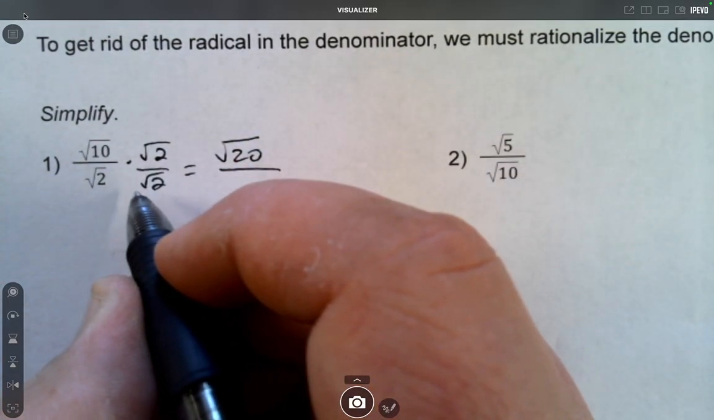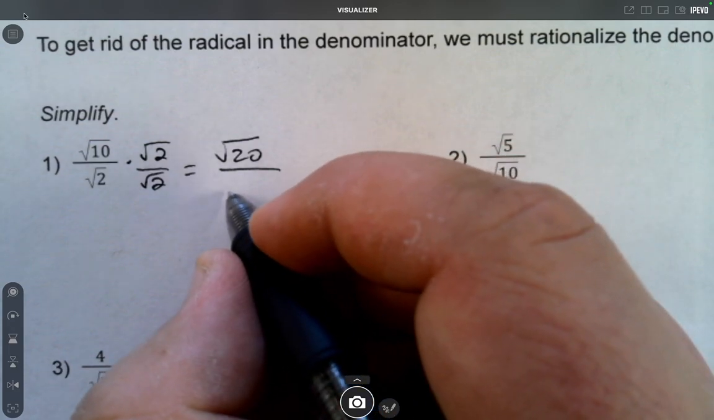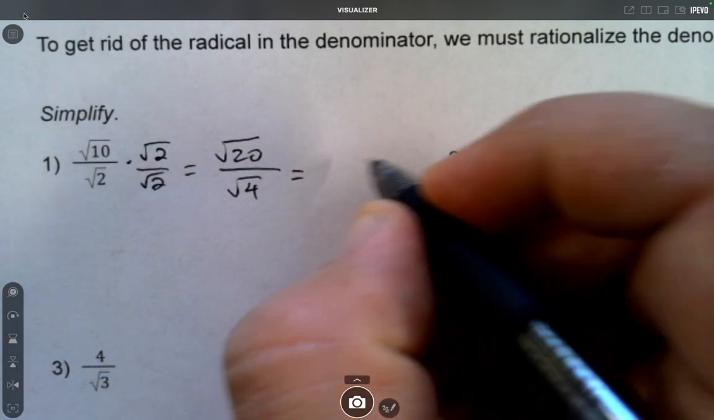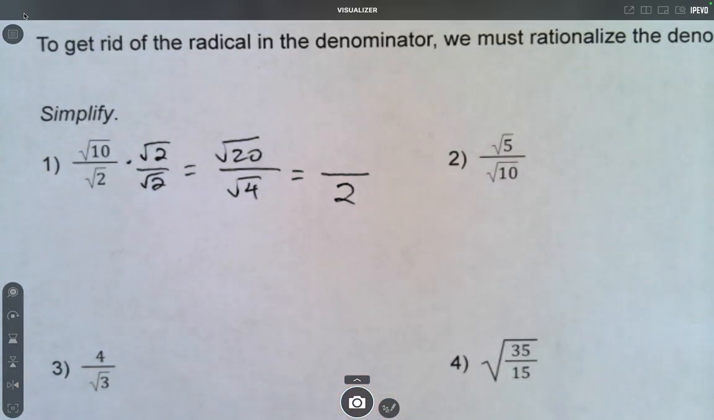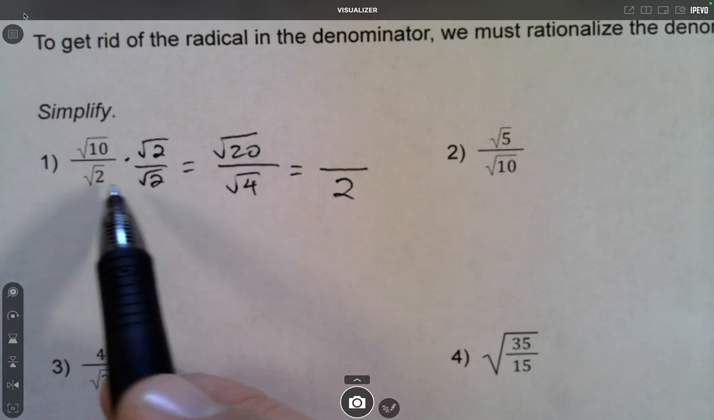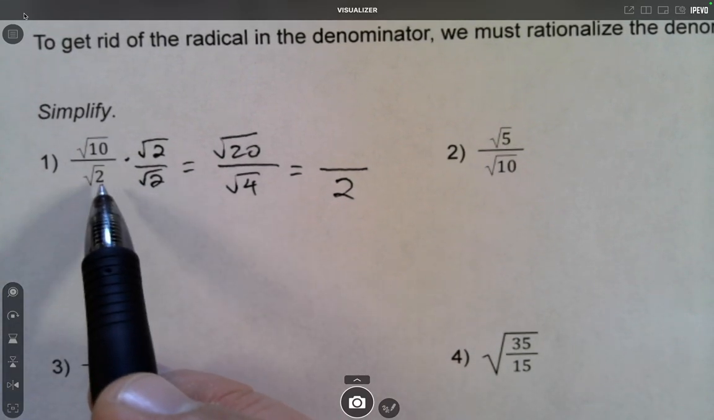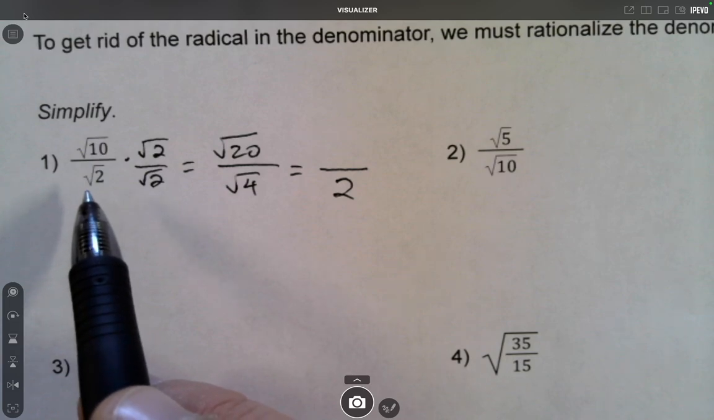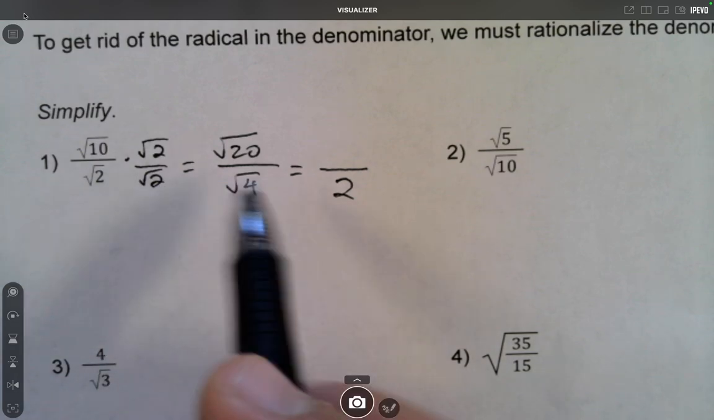The square root of 2 times the square root of 2 is the square root of 4, which is 2. And that's going to happen every time you multiply a square root by itself. If you notice, essentially it just makes the square root disappear and you keep the number that's inside. So the square root of 2 times the square root of 2 is 2.